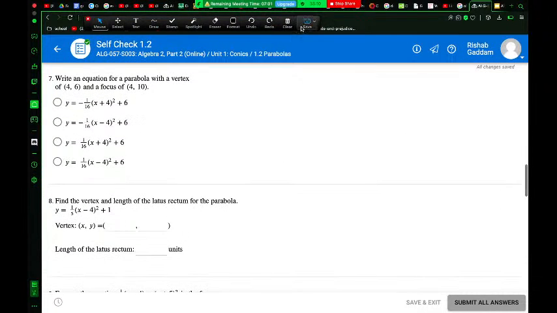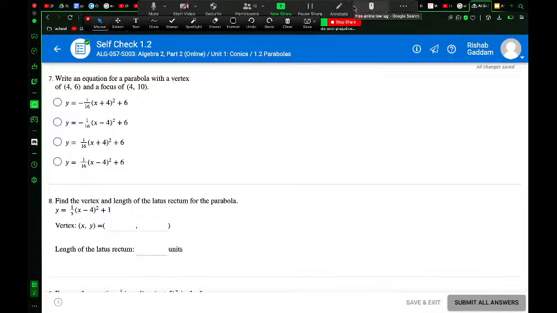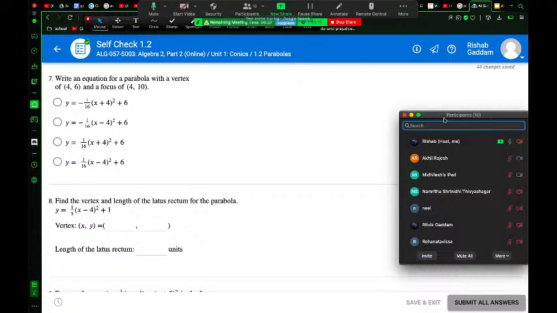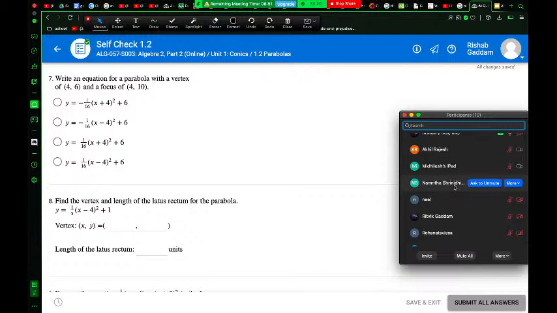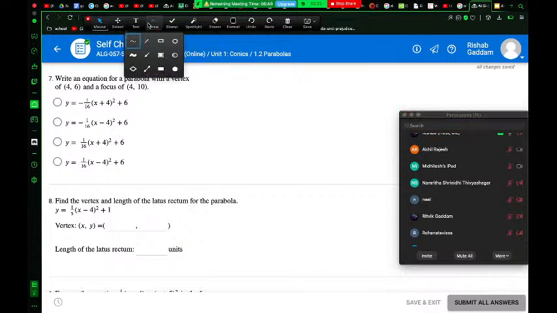So let's see. Participants list. Okay. So, Namrita, do you want to do number 7? Okay. So I guess just watch then. Try to understand some stuff. If you don't understand, then just ask. It's fine. So let's go on to Ritvik. Why don't you do this number 7?